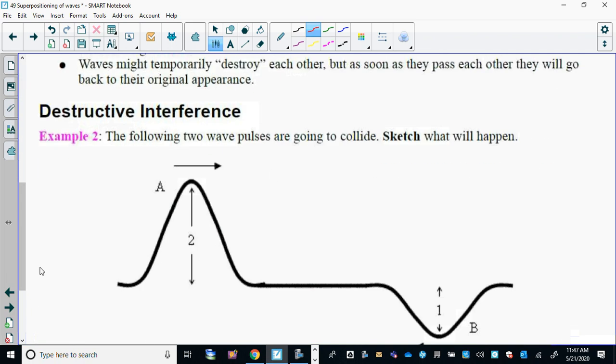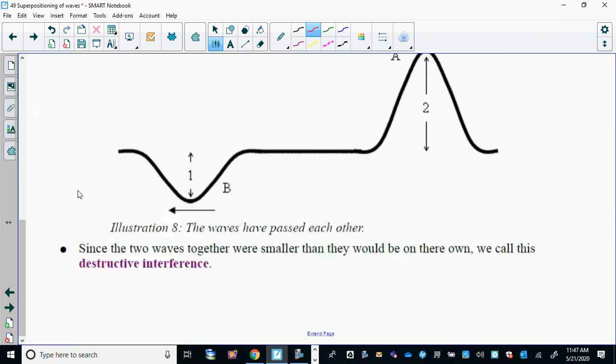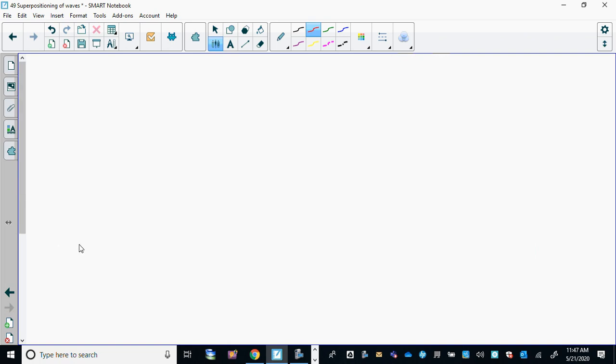And then there's an example here of destructive interference, and so on. And when you get complete destructive interference, you get a point where the wave doesn't move. And that is it for superpositioning of waves. And that very nicely leads to lesson 50, which is standing waves, coming up next.